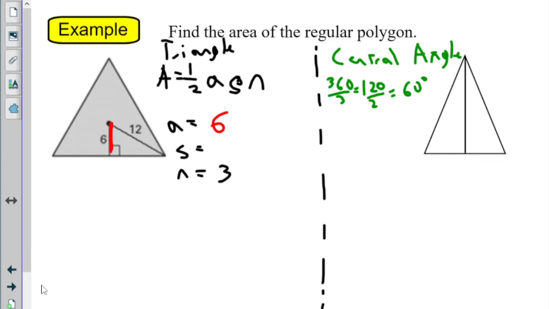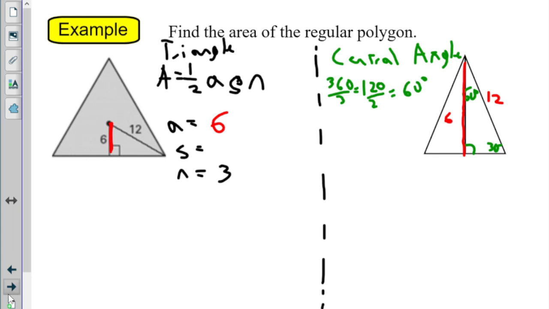And now that we know that it's 60, that's great news for us. That means that we have a 30, 60, 90 triangle. Now remember that if you don't know your 30, 60, 90 pattern, you can use your trig. You can still use tangent to solve this one, but watch how much faster the pattern is.